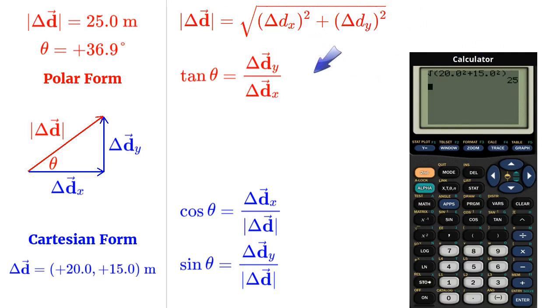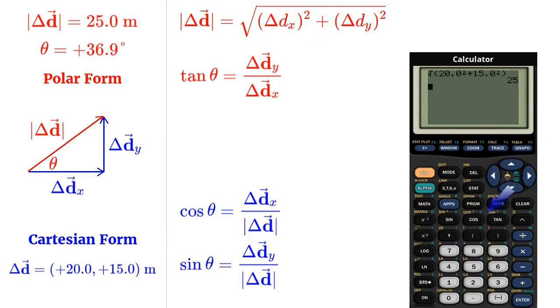To figure out the angle or the direction of the vector, we're going to use the tan formula. Now the equation reads tan theta equals the y component over the x component. In order to get theta, we need to get rid of that tangent operation. Hopefully you learned in math class that the inverse of the tangent operation is tan to the negative 1.